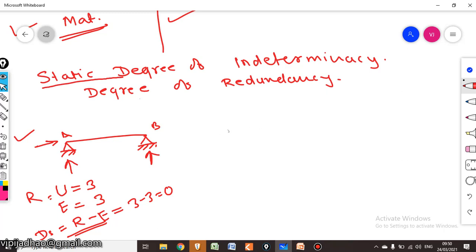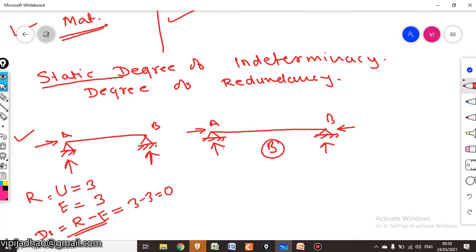Now let us consider another example. We have a beam which is resting on two hinge supports, as shown in figure B. The reactions are one vertical reaction at hinge A, and at hinge B we again have one vertical and one horizontal reaction.